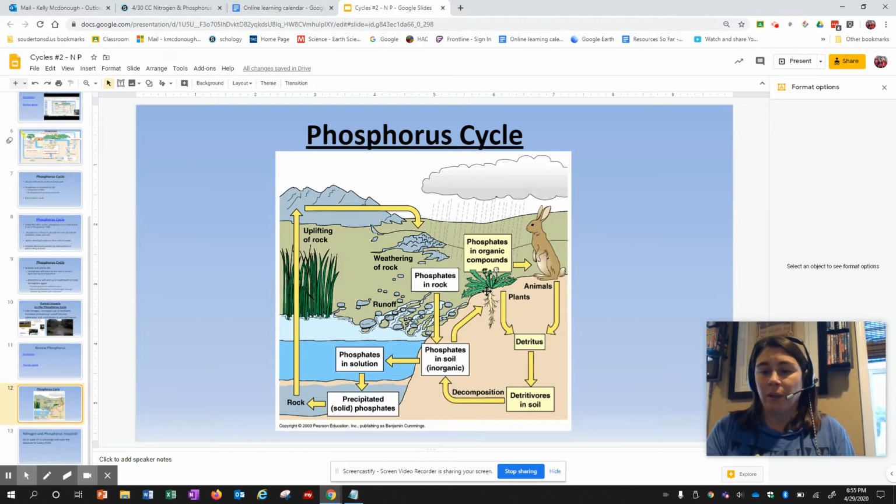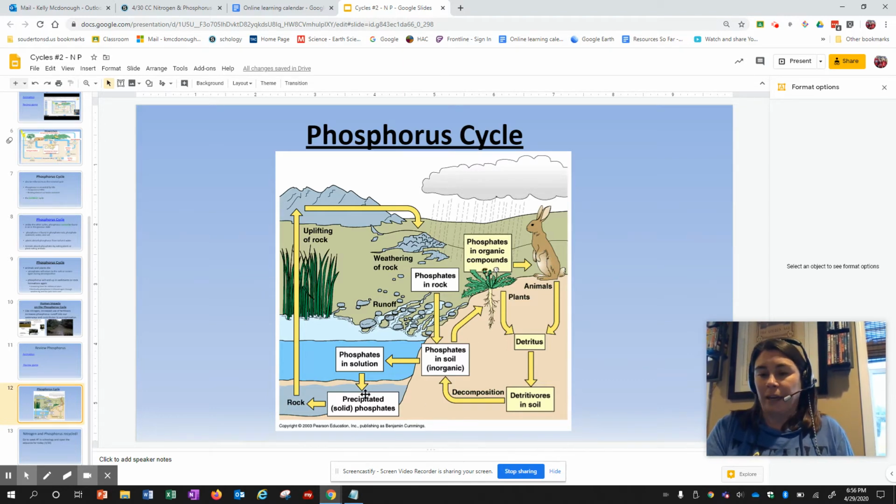You have plants pulling the phosphates out of the ground. Animals eat the plants. They get the phosphorus. They poop and die. Plants die, get decomposed. Phosphorus goes back in the soil, gets pulled back up. Same biological cycle that we've gone over a bunch of times. The difference here is that phosphates can get into the water. And if phosphates get into the water, they are used by aquatic organisms and eventually they will precipitate, or turn into a solid, and settle down to the bottom.